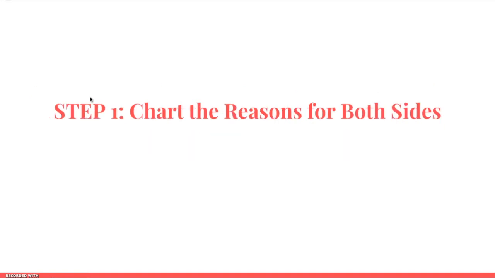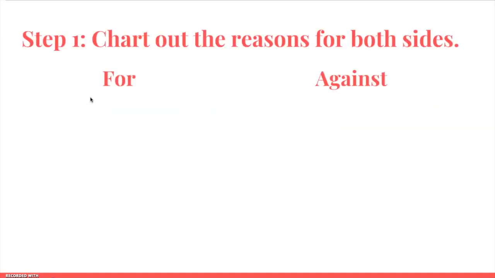Step 1 to writing your thesis statement is to chart the reasons for both sides of the argument. To do this, I would make a chart that looks something like this. Look through the articles that you have found for your topic and find pieces of evidence that support both sides. Write down specific quotes from the text. It will help you later as you are writing your paper.